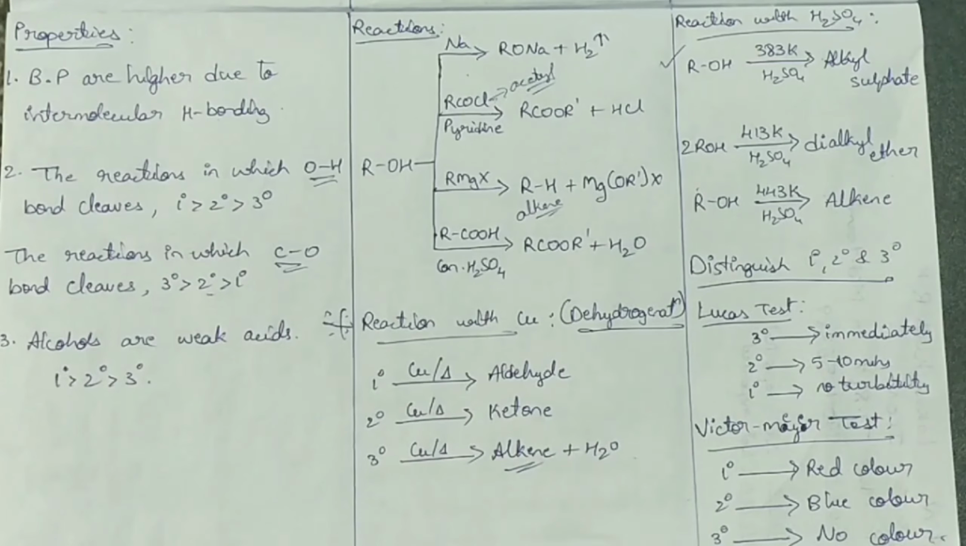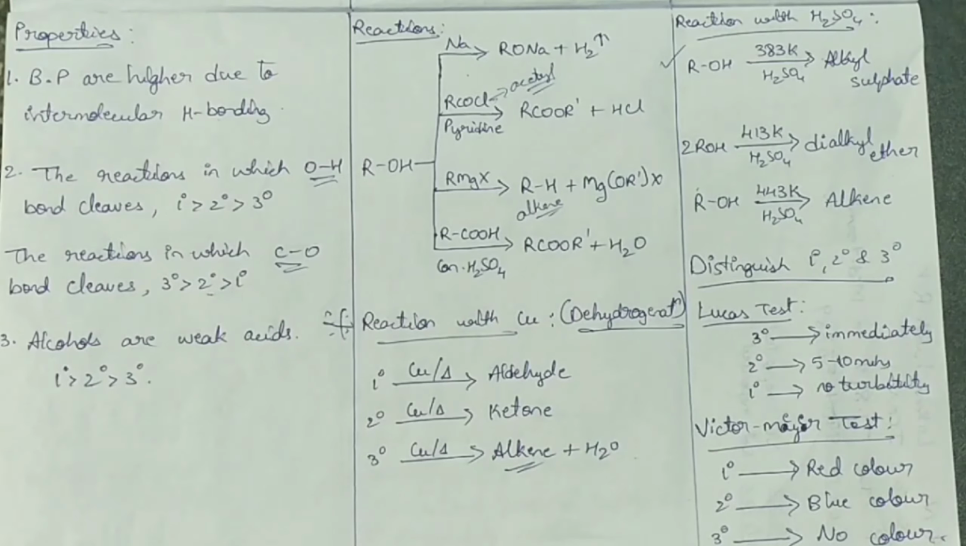When a tertiary alcohol is treated with the Lucas reagent, it gives turbidity immediately at room temperature, whereas a secondary alcohol forms turbidity after 5 to 10 minutes at room temperature.